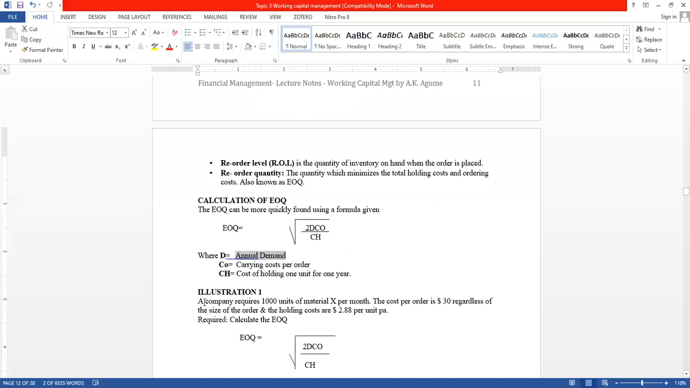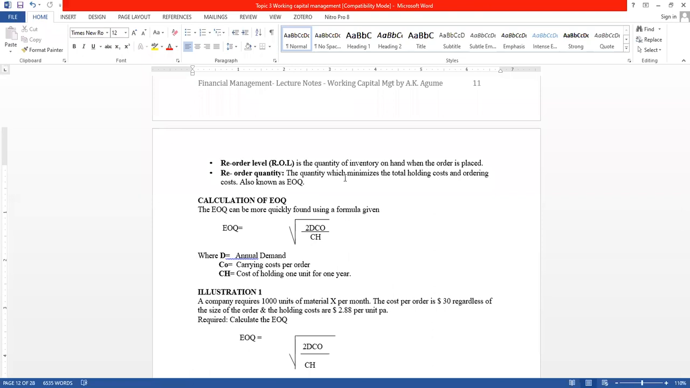Now, there is a simple illustration here: a company requires 1,000 units of material X per month, and the cost per order is $30, regardless of the size of the order. And holding costs are $2.88 per unit per annum. You're required to compute the economic order quantity. The economic order quantity is that quantity which minimizes the holding costs and ordering costs. We saw examples of those costs: the cost of holding inventory at your premises, and the cost of ordering.